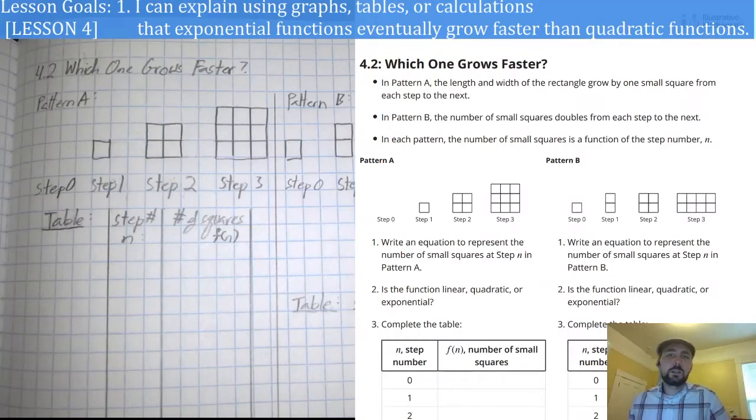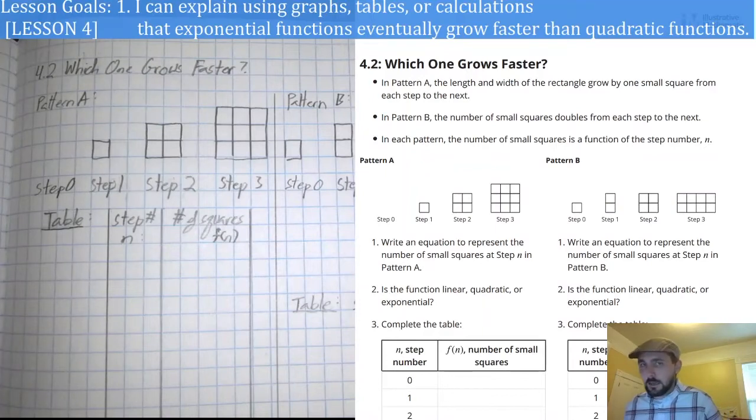Hey everybody, welcome to problem 2 in lesson 4, where we use tables, graphs, and equations to compare exponential functions and quadratic functions. So in this problem, it looks like we've got two patterns, pattern A and pattern B. And I think the way that I'm going to go through this is to talk about pattern A first, and then we'll talk about pattern B.